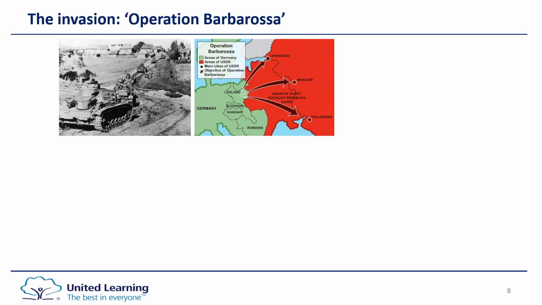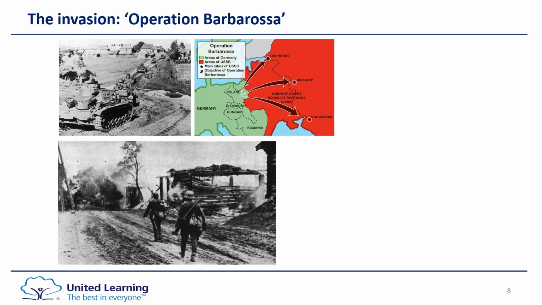The USSR were caught by surprise, and by October the whole of the Ukraine, remember the word that you wrote down in the introduction, was conquered. The city of Leningrad, right in the north on this map at the top, was surrounded, and the German army had reached the outskirts of Moscow, the capital city.